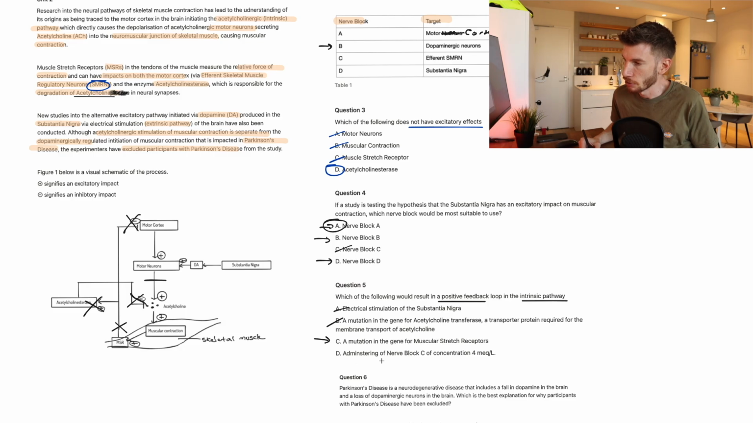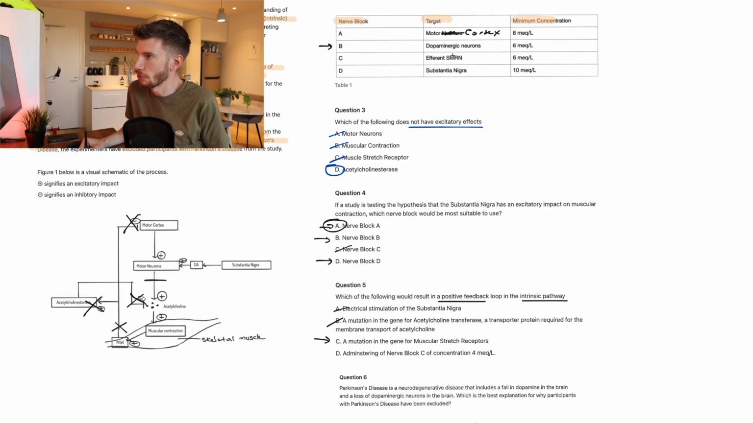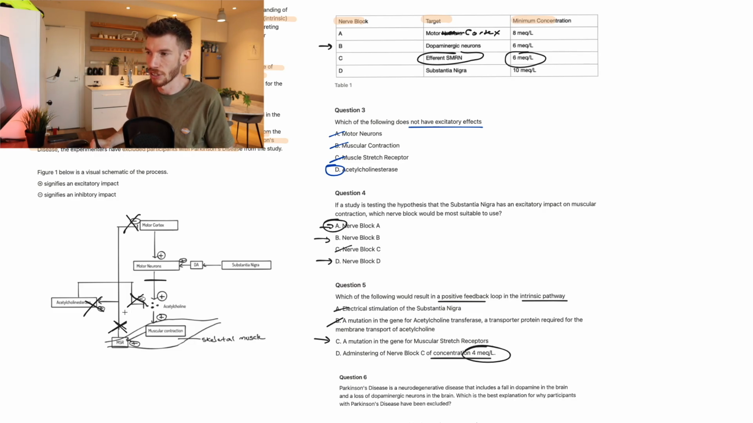And then D, administering of nerve block C at a concentration of 4 milliequivalents per liter. We'll double check again. Nerve block C was affecting the efferent pathway, so that would be blocking the MSR pathway, which is good, but the concentration is too low. The minimum concentration is 6, and this says it's only 4. So it won't have enough impact, which means you'll still have the MSR pathway working, and therefore some inhibition and a negative feedback loop. So by process of elimination, the answer is C.